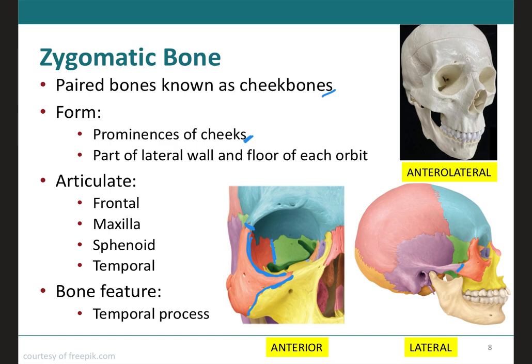With regards to bone feature, there will be a process that will help the zygomatic bone articulate with the temporal bone. And the name of this process is called temporal process. Remember, on the temporal bone, we have a process that will articulate with the zygomatic bone, and this process is called the zygomatic process. So we can summarize that the temporal process of the zygomatic bone will articulate with the zygomatic process of the temporal bone.